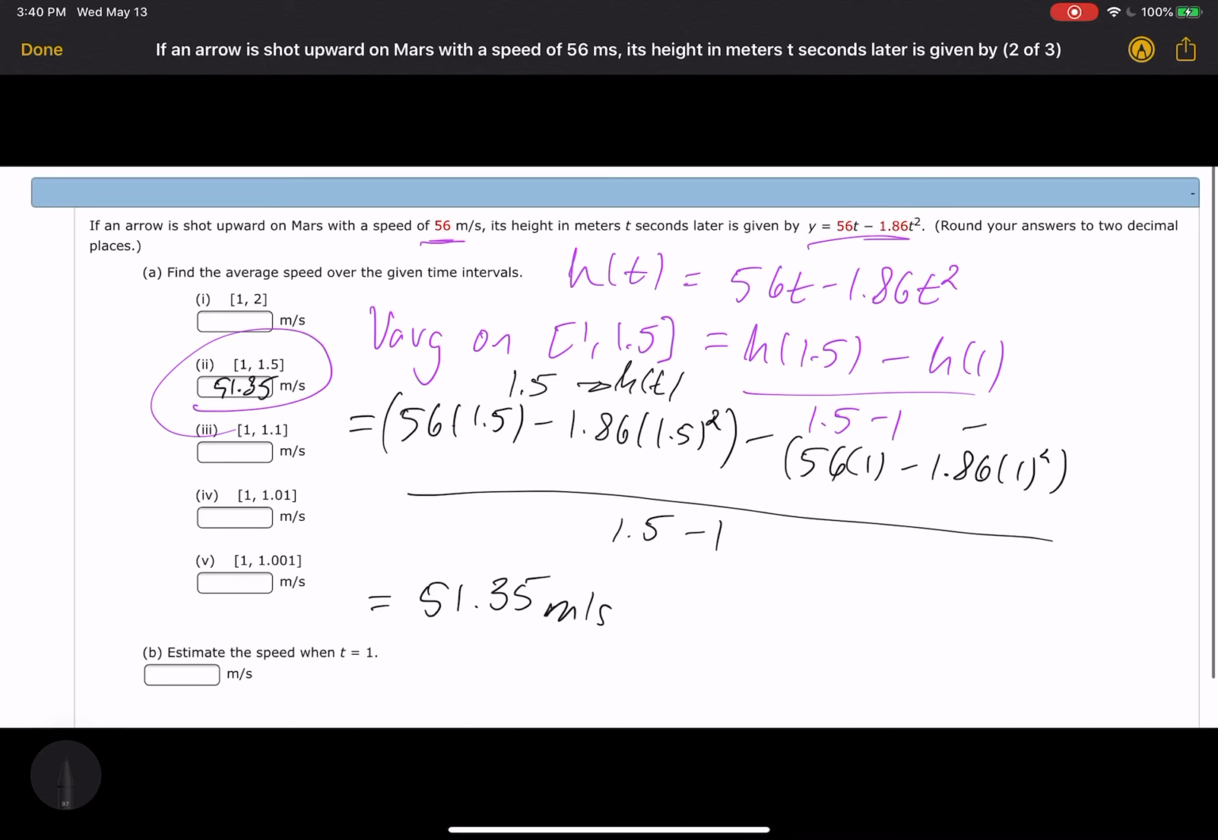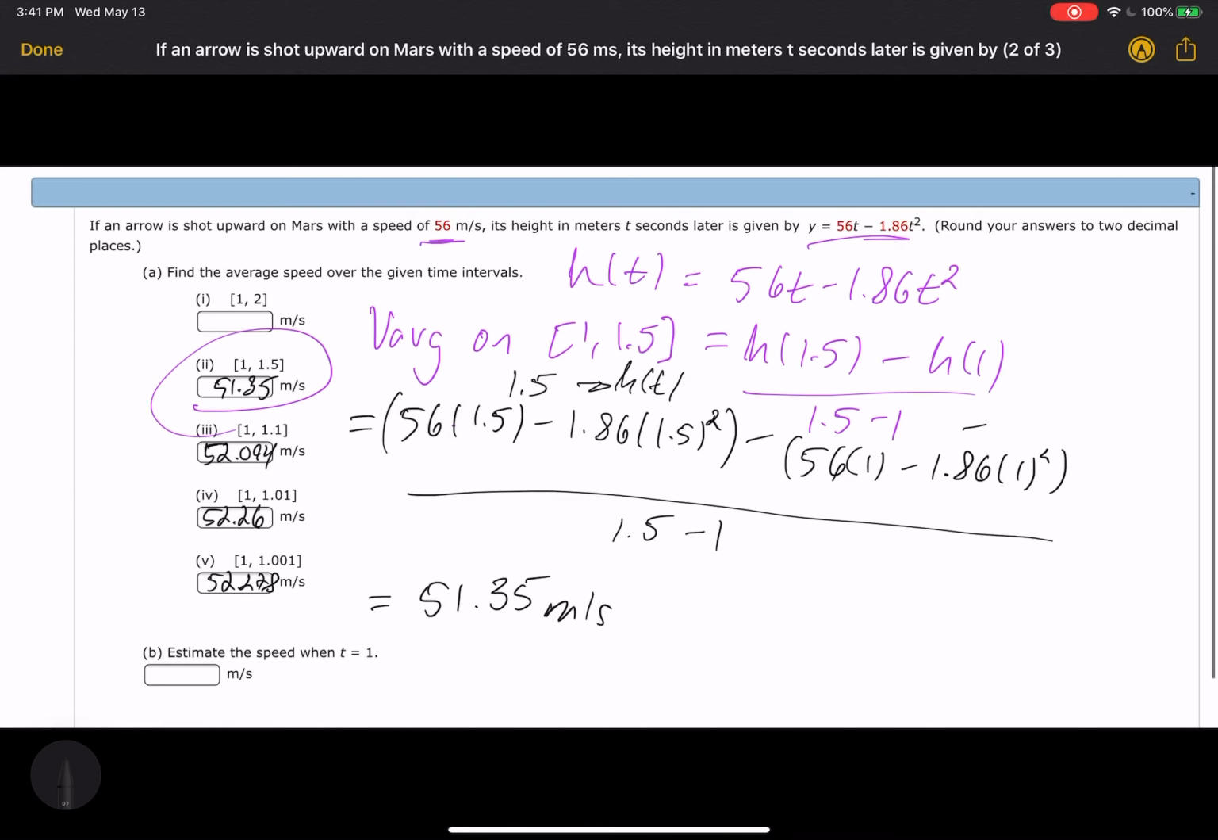So I can do this with the other examples too. So if I do it on 1 to 1.1, then what I'll get is 52.094. Man, that is tiny. For 1.01, what we'll get is 52.26.